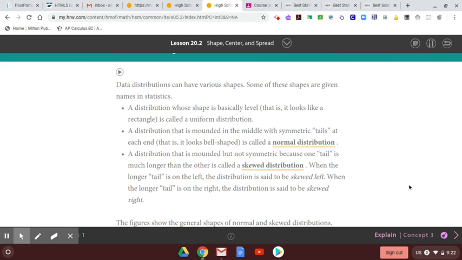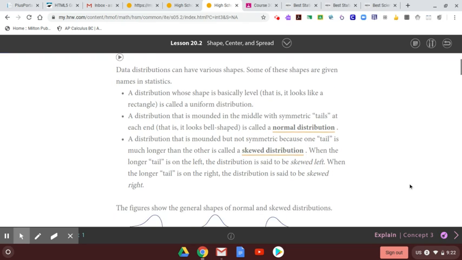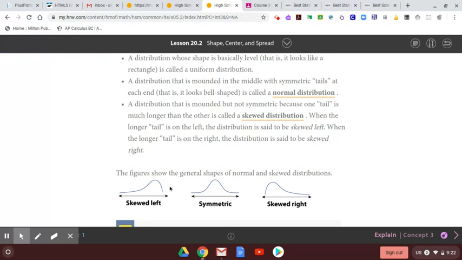And then one that's mounded, but the tails are not symmetric. You have a longer tail. That's called a skewed distribution. When the longer tail's on the left, that's skewed left. When the longer tail's on the right, that's skewed right. So these are the three shapes of those.